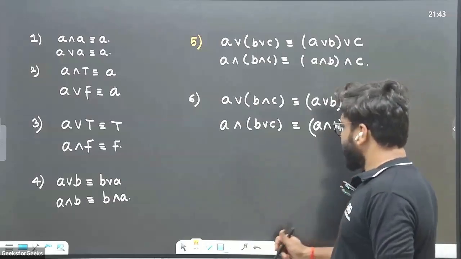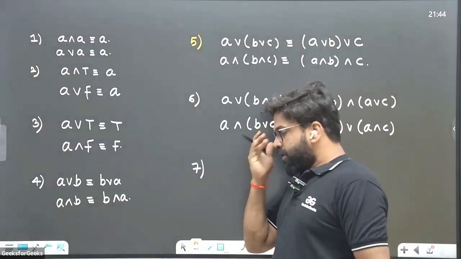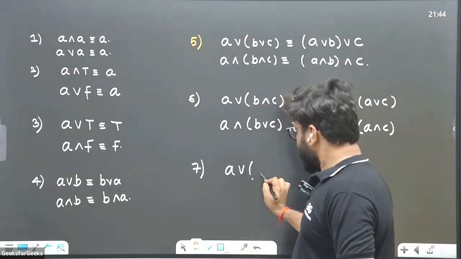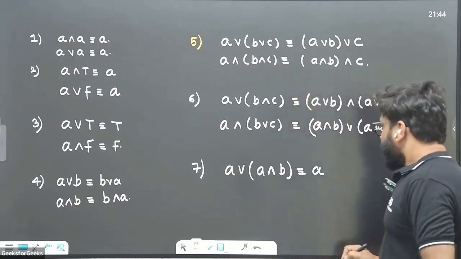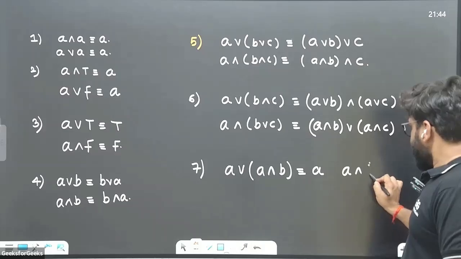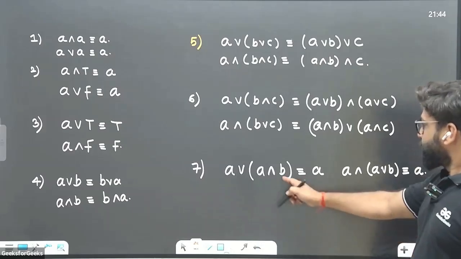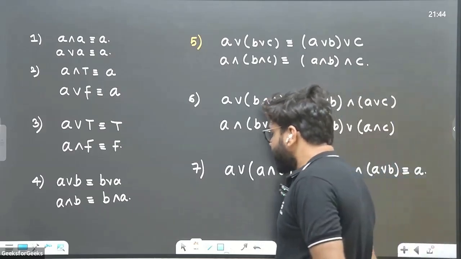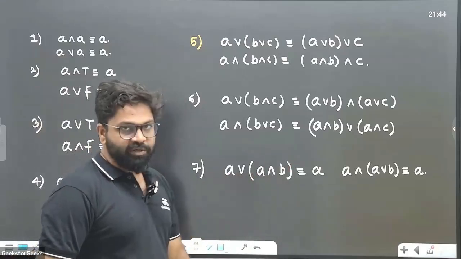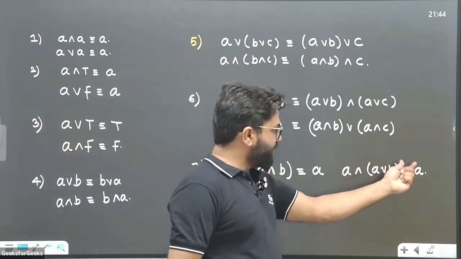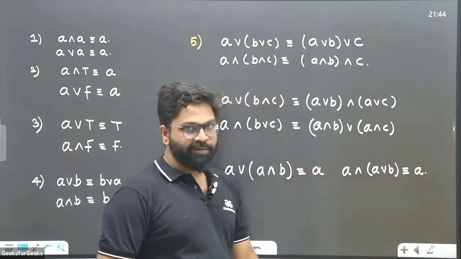So this is the distributive law, and this is very important. Now let's move to the next type of law, which is called absorption. For example, here if I write A or (A and B), this whole thing becomes A. Another way of writing this is A and (A or B), and this whole thing becomes A. So both of these are basically laws. This one says A or (A and B) is logically equivalent to A, and A and (A or B) is also logically equivalent to A.